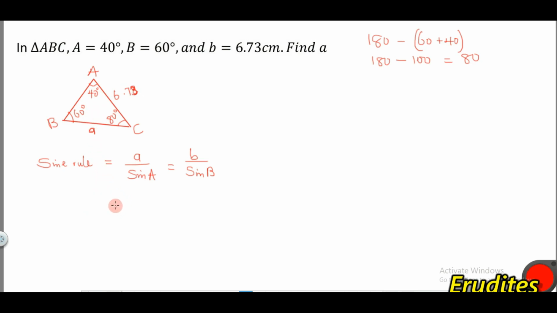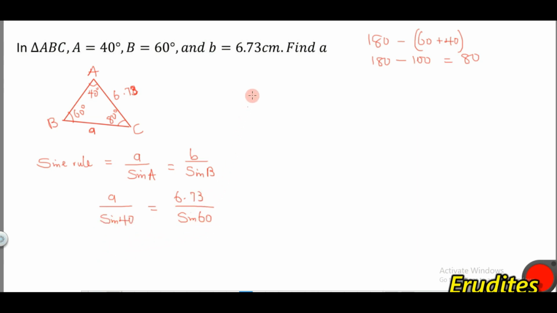So my a is what I'm looking for. That will be a over sine A, my angle A is 40 degrees, so that will be sine 40, is equal to, my b is 6.73, over sine B, angle B, which is 60 degrees. So this will be sine 60, right? Having done this, the next thing is to look for the values of sine 40 and sine 60.